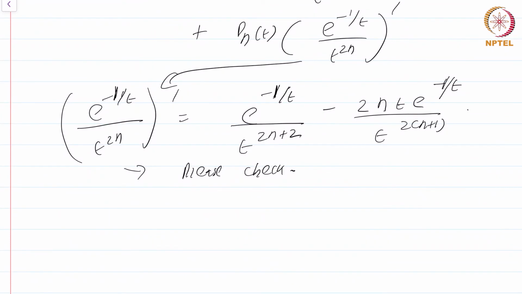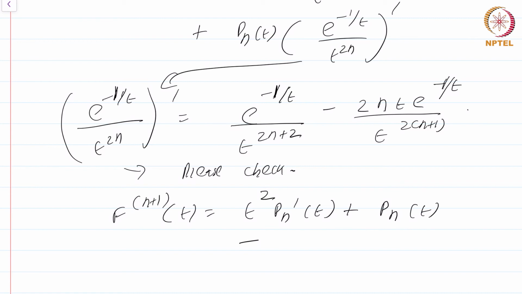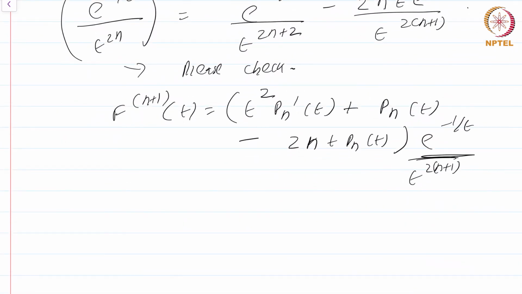Okay, now what does all this give us? It's going to give that f n plus 1, the derivative at t, is nothing but t squared pn prime of t plus pn of t minus 2n t pn of t, the whole multiplied by e power minus 1 by t power 2n plus 1. Okay, so this is just a routine computation. Please check or check the notes for all the details worked out. Okay, so we have proved this. We have proved the claim by induction.